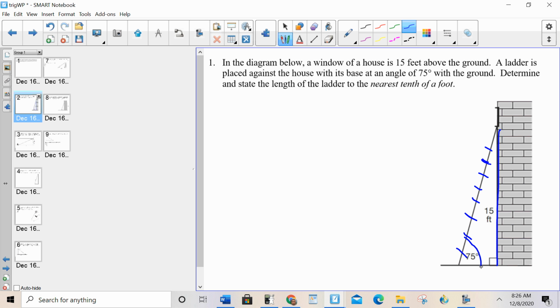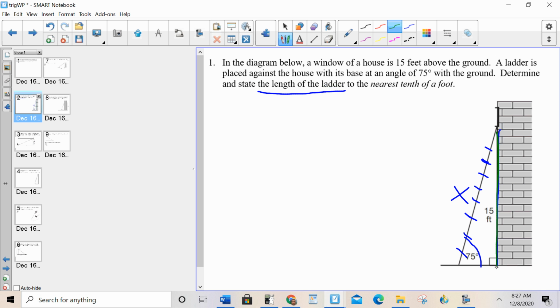Determine and state the length of the ladder to the nearest tenth of a foot. So we need to put an X on what we're trying to find. The length of the ladder. Well, making my ladder look like a ladder should be helpful. This is the length of the ladder. If it was asking for the height above the ground of the window, then that would be this side right here, but it's not asking for that, it's asking for the length of the ladder.